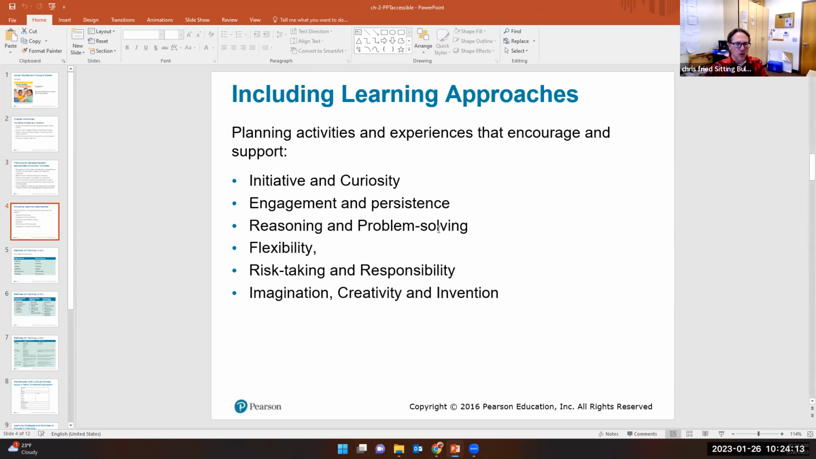Reasoning and problem solving. So a big thing that we should work on teaching our young children, even our middle school and high school kids for that fact, is reasoning and problem solving skills. Okay. If something's not working out, what can they do to adjust, to change, if they're having a problem, if they're trying to figure something out and they can't. So reasoning and problem solving skills important.